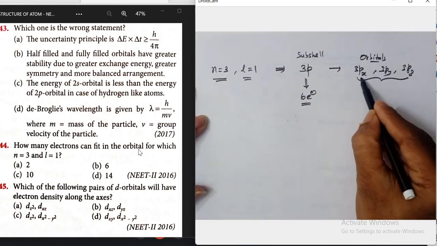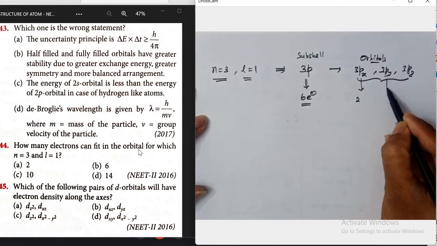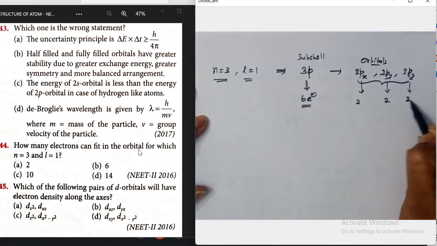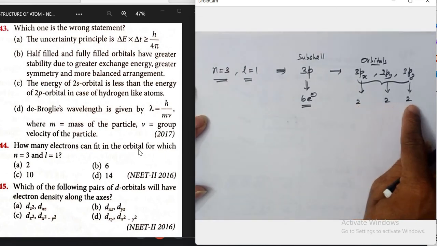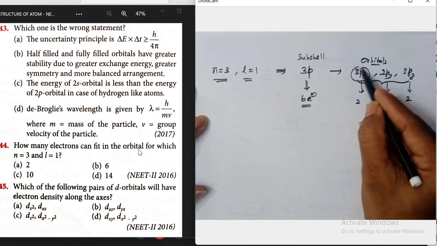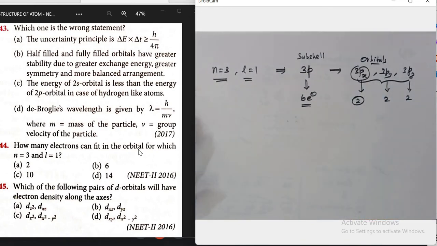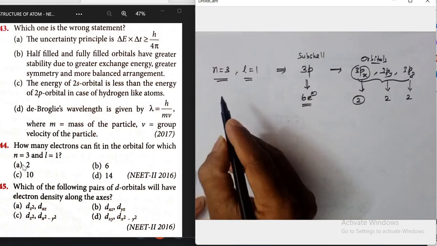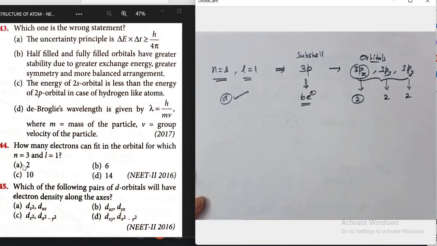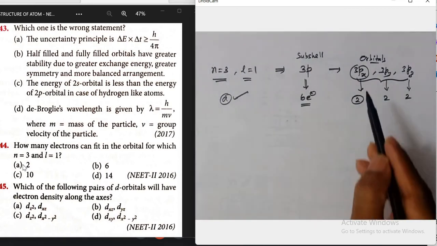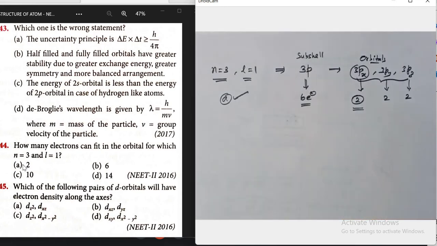Whereas in an orbital, you can place only 2 electrons. Maximum 2 electrons, so that 2 plus 2 plus 2 will give 6 totally. But in each orbital, you can place only 2. So how many electrons can fit in the orbital for which n equals 3, l equals 1? The correct option is A, because in each orbital, you can place only 2 electrons.